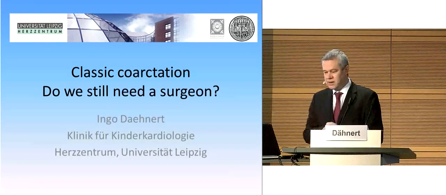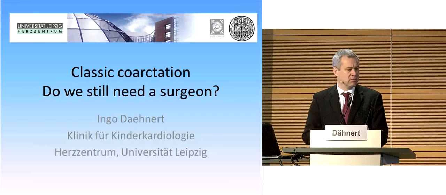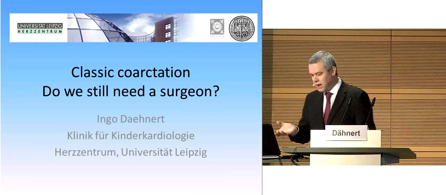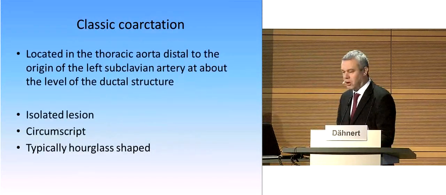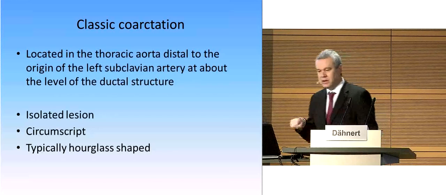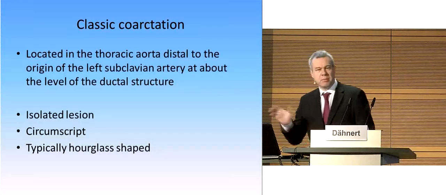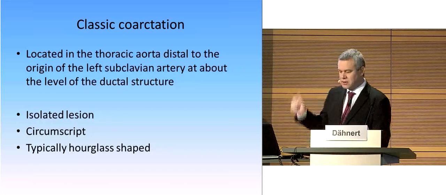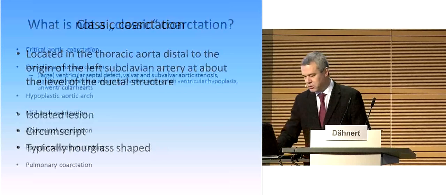But the next question was, is it classic coarctation? That's not a word we use every day, and I think that makes my talk a little bit easier. Classic coarctation is located in the thoracic aorta, distal to the origin of the left subclavian artery, at about the level of the ductal structure. It's an isolated lesion, it's circumscribed, and is typically hourglass shaped. It needn't be, but in most cases.